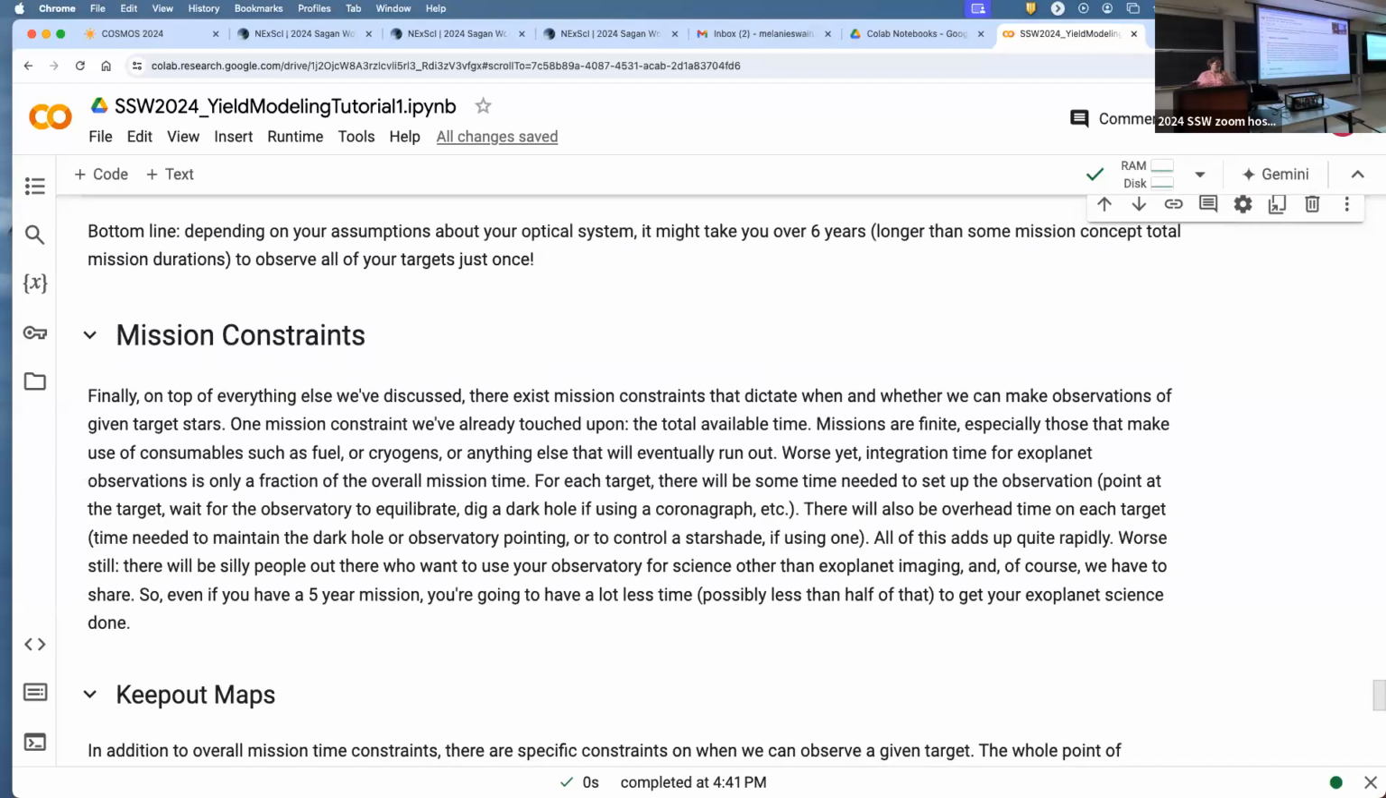And then there are other things that you can do, which is to go back to your drawing board about how you design your coronagraph. Maybe you want more throughput. Maybe you want a bigger photon bucket. Maybe you want a higher QE detector. Maybe you want a longer mission.